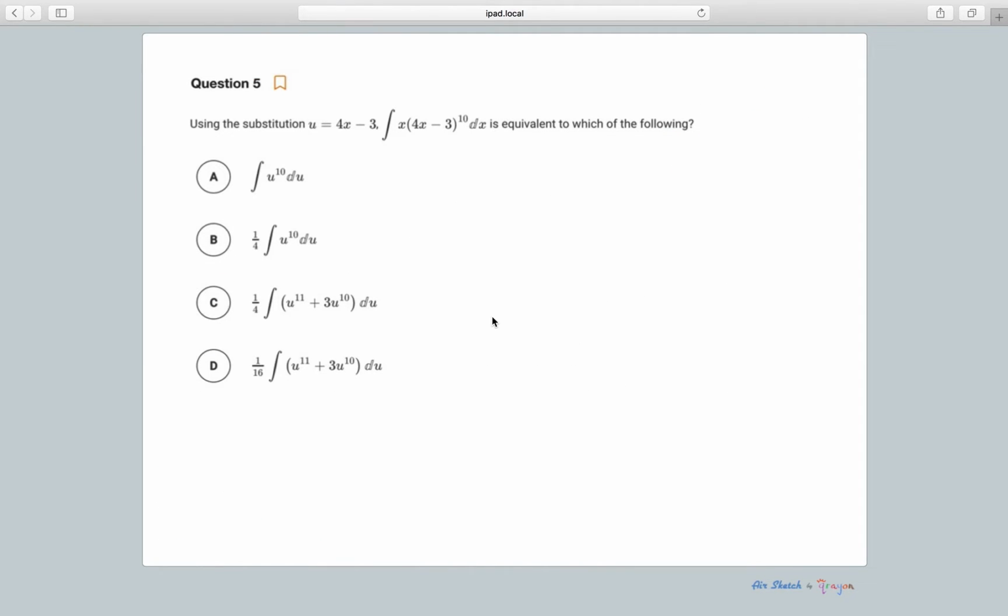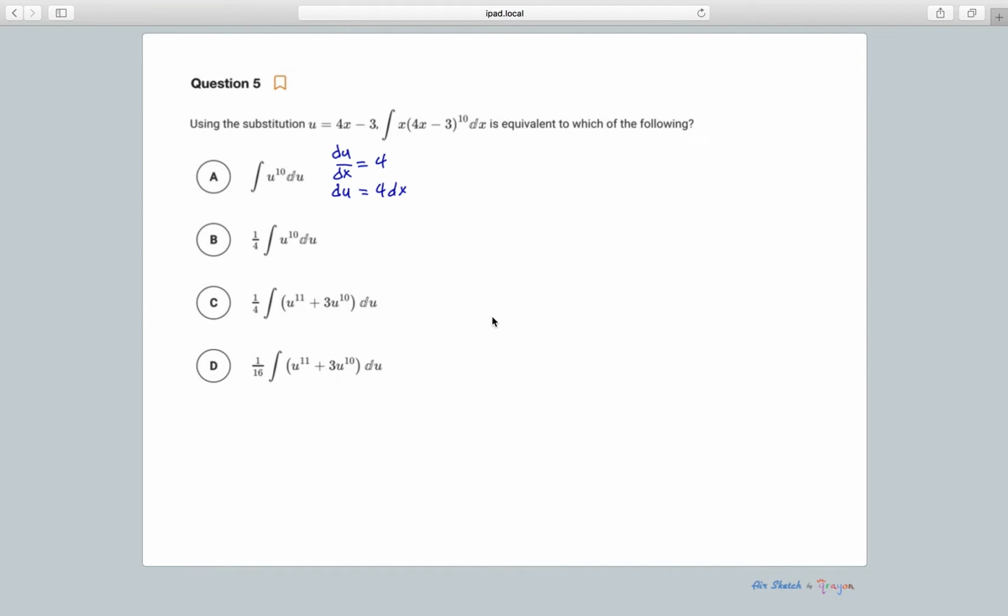All right, so using the substitution u equals 4x minus 3, the integral of x times the quantity 4x minus 3 to the 10th dx is equivalent to which of these? So they tell us the substitution they want us to use. So the first thing I would do is go, all right, then what's du dx? So the derivative of 4x minus 3 with respect to x would just be 4. Okay, so du is 4 dx.